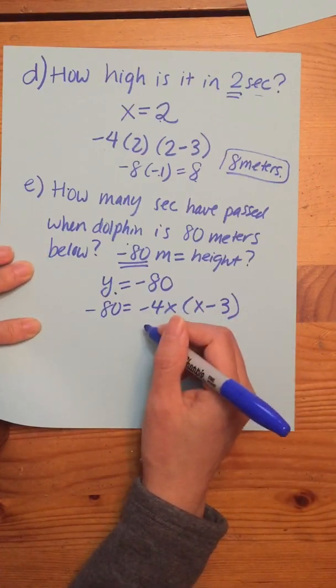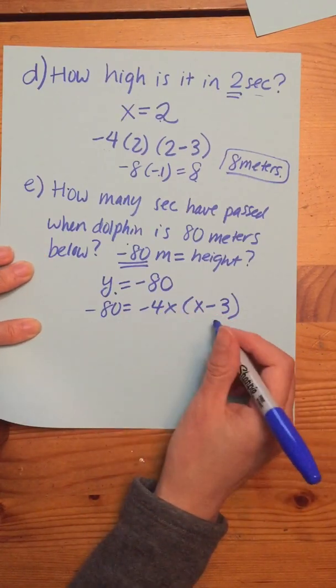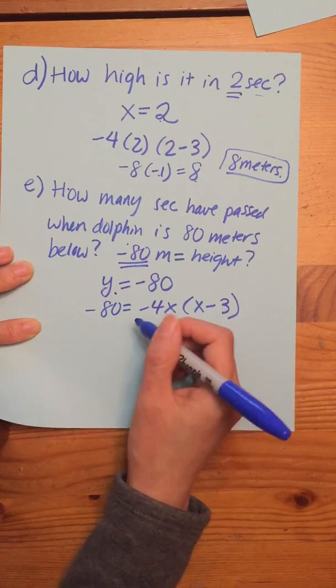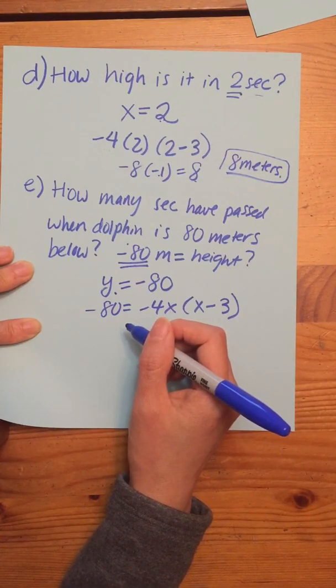So in this case, you have a quadratic equation, so you have two options. You can use factoring, or you can use the quadratic formula.